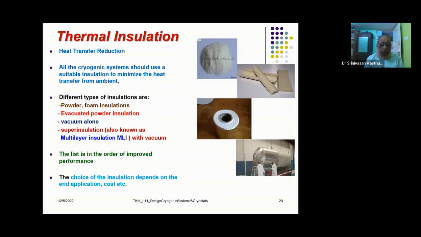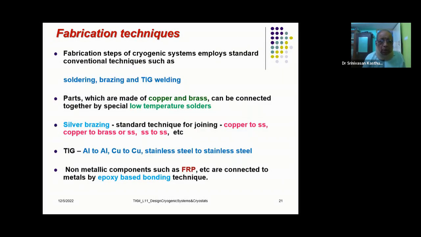Again, the choice of the insulation depends on end application, ease of application, and also the cost. What sort of costs are involved in making the insulation? Now, let's come to fabrication techniques. The fabrication steps in a cryogenic system employ standard conventional techniques such as soldering, brazing, TIG welding, etc. Parts made out of copper and brass can be connected together also by special low temperature solders. So you need to use appropriate solder so that they can be properly connected.